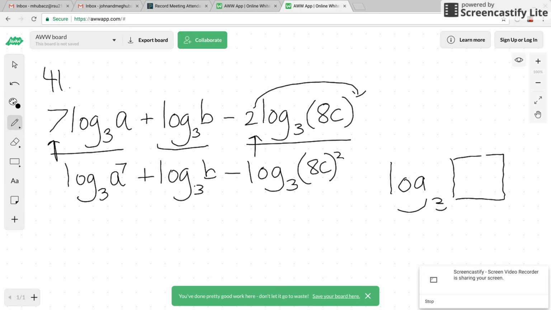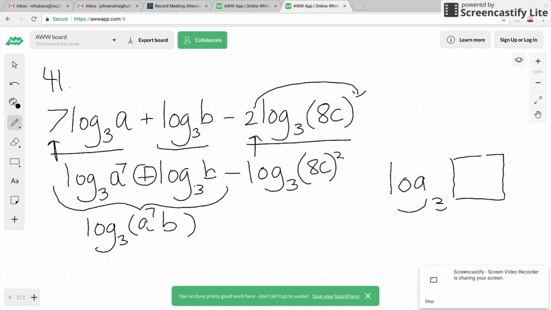Now, if we continue to simplify this expression and to really condense it, shorten it, we want to focus on the first 2 terms. They are connected with a plus sign. So we learned in class that we can write the arguments as a product. So in a set of parentheses, I'm just going to show that product. So a to the 7th, and then b would be the product. You could write it as a to the 7th times b, or even b a to the 7th, however you prefer. And then minus log base 3 of the 8c squared.